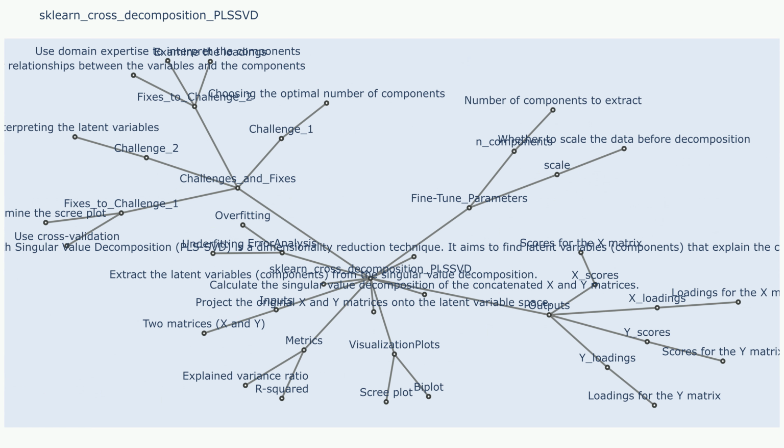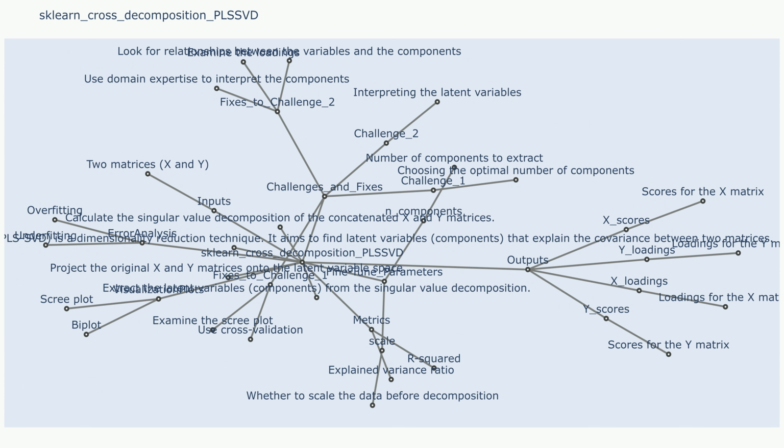Challenges and fixes. Challenge 1: overfitting. The model may overfit the data if too many components are selected or if the data is noisy. Sample use case that resulted in challenge 1: a model with too many components might perfectly fit the training data but fail to generalize well to new data.